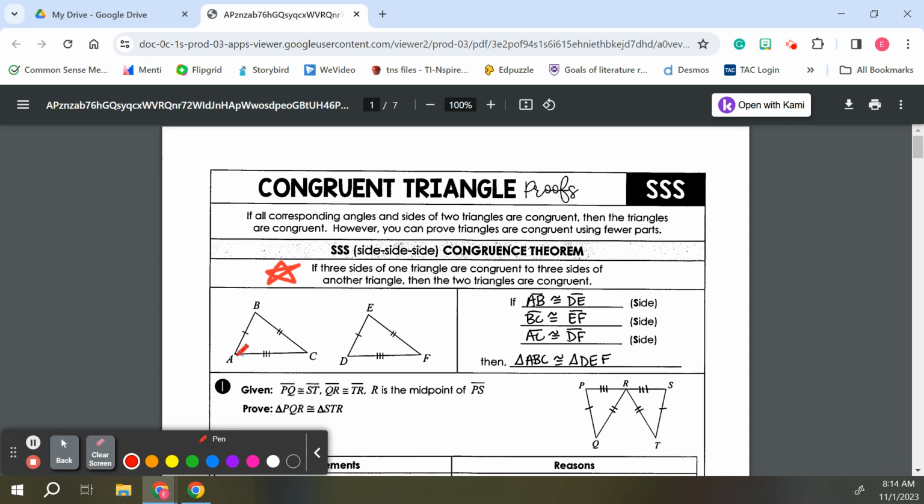Now, if we look at this example, ABC with DEF, we see that AB would be congruent to DE, and BC would be congruent to EF, and then AC would be congruent to DF. Because of that, we would then have the congruency statement: triangle ABC would be congruent with DEF.